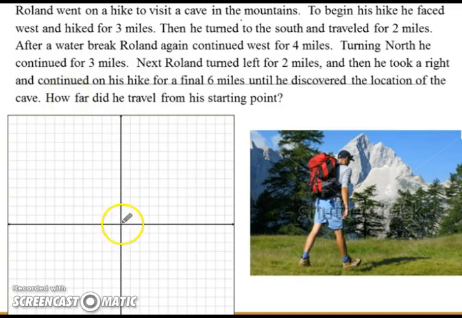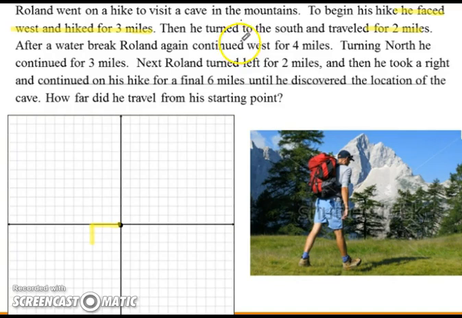So if we think of this as being our starting point, this is where Roland is starting off. Reading through our problem says he began his hike and faced west and hiked for 3 miles. So if you think of this as being a compass, north, east, south, and west. If he goes west for 3 miles, 1, 2, 3, he would be here. And then if he turns south and travels for 2 miles, so south would be counting down 2 miles. So that was this 2 miles.